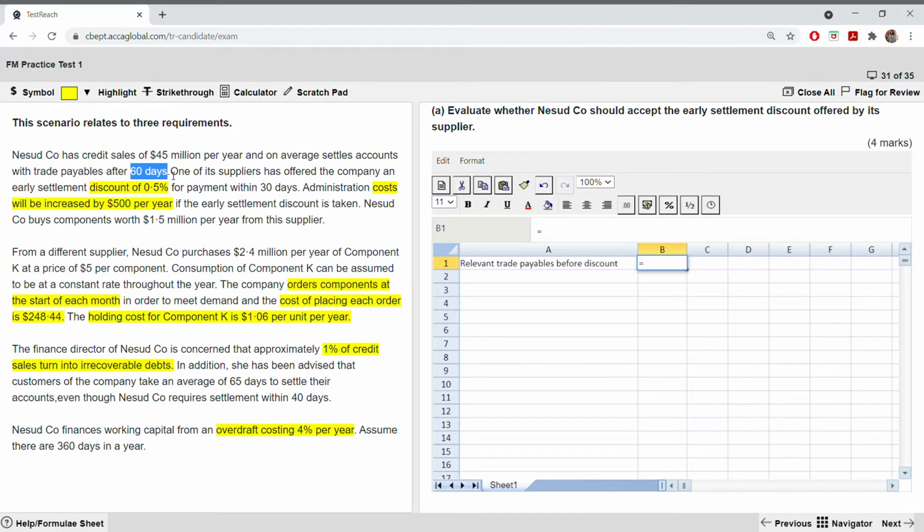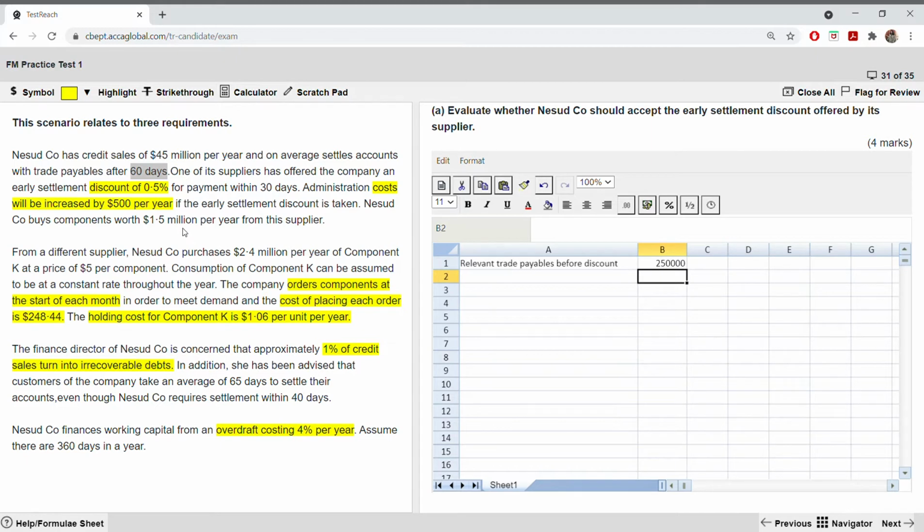Okay. They're taking 60 days. This is before discount. Okay. Normally 60 days. So out of 360, 60 days they are taking to pay their supplier on this 1,500,000. So how are you going to put this? It's 1.5 million. So 1, 5. There will be 5 zeros. 1, 2, 3, 4, 5. Multiply by 60. Divide by 360. Enter.